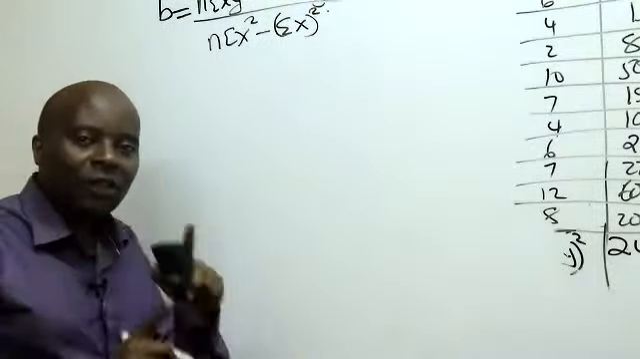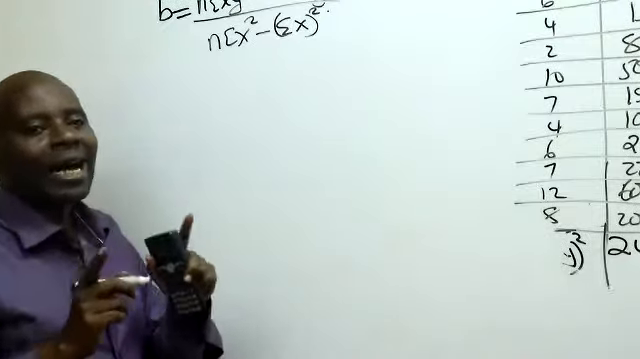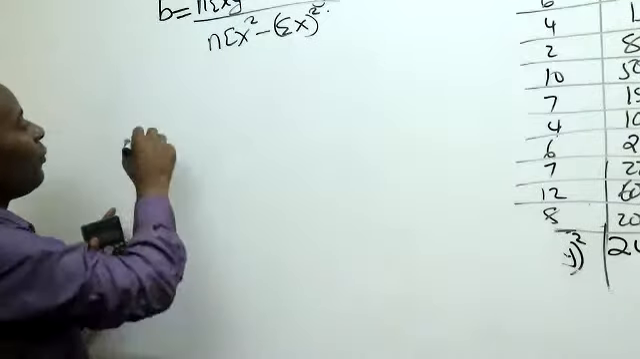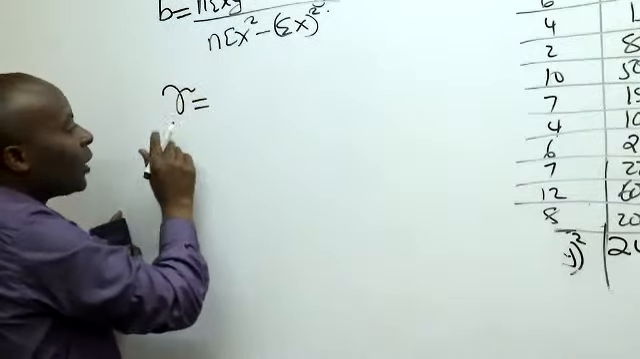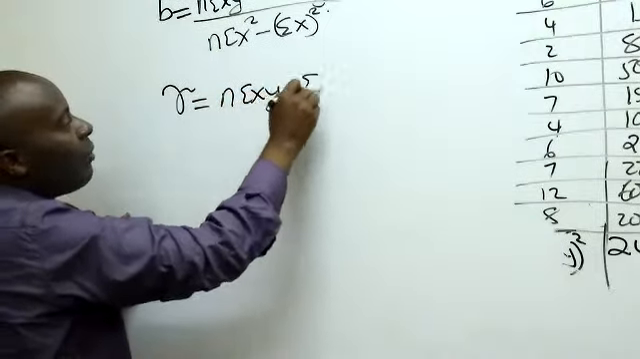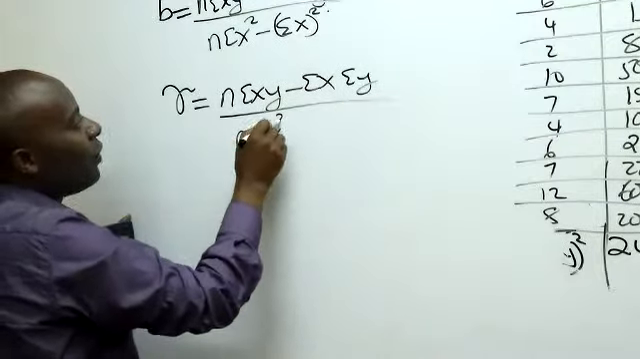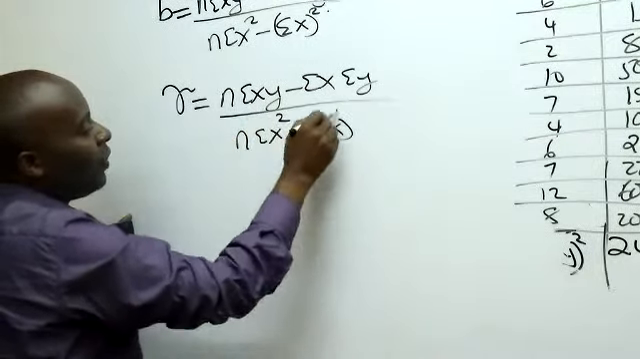Once you give me that formula, then I will be able to remember the formula of r very fast. Ladies and gentlemen, the formula of r as per Karl Pearson should be the same thing here: n summations of xy minus summation of x, summation of y, all over n summation of x squared, minus open bracket, summation of x, squared.